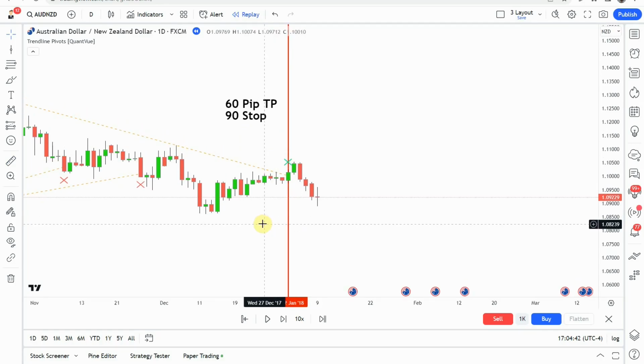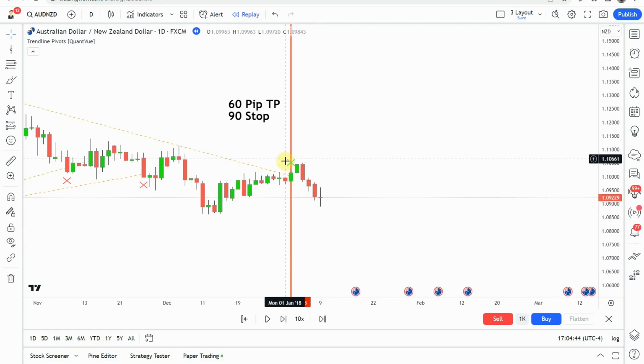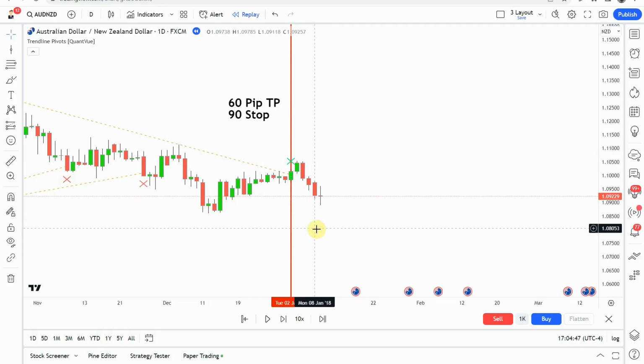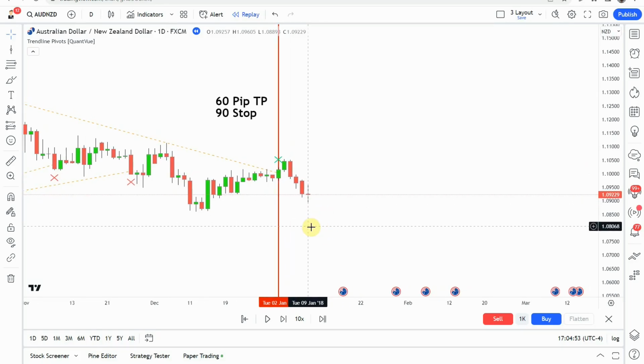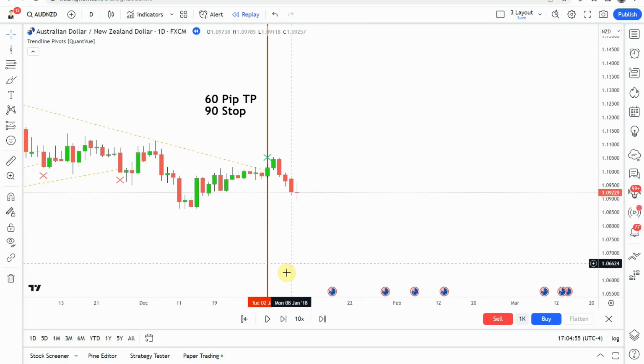Alright, so the first signal that we pick up is a long signal. We get that green X right there. We get a little bit of a push to the upside, but then it rolls over and makes a push to the downside, which does come down and stop us out. Let's go ahead and continue on.